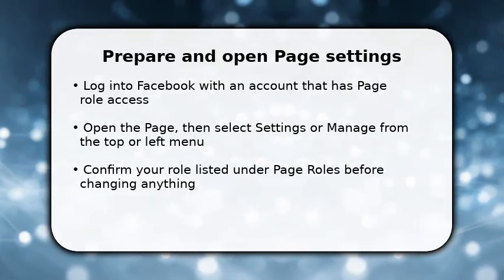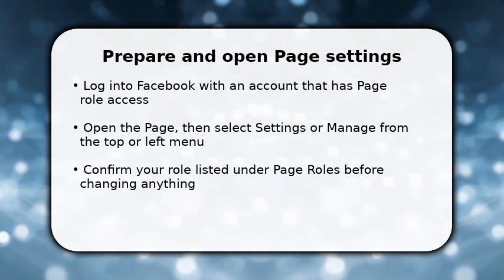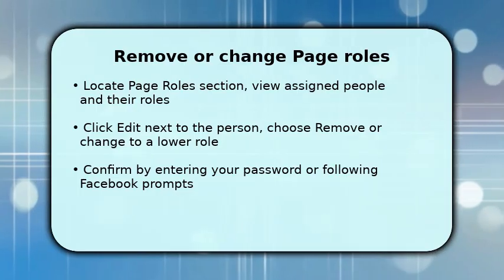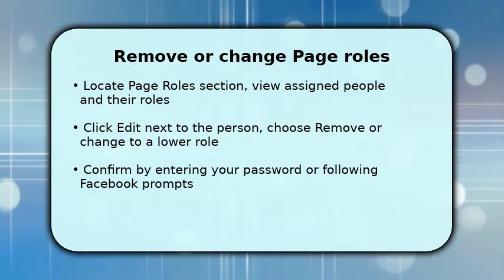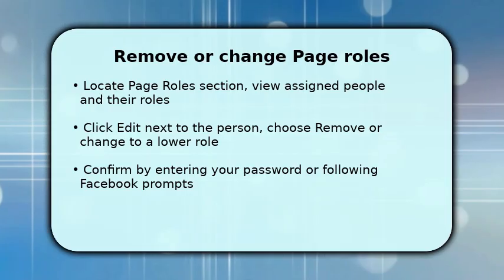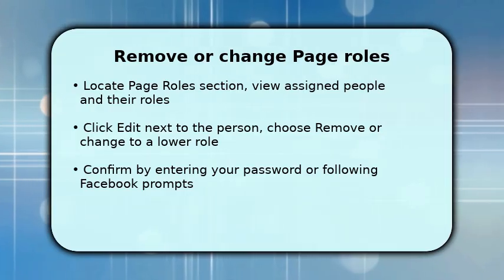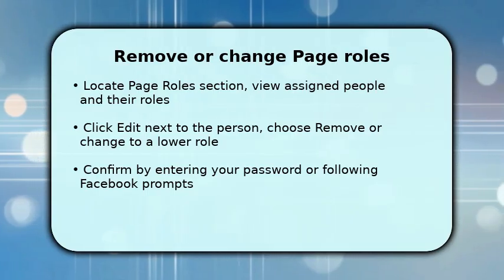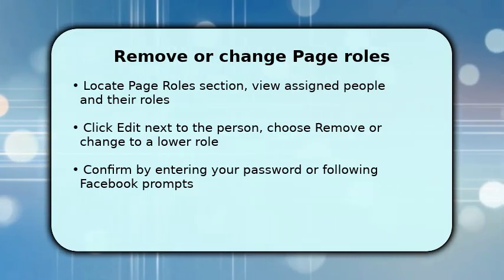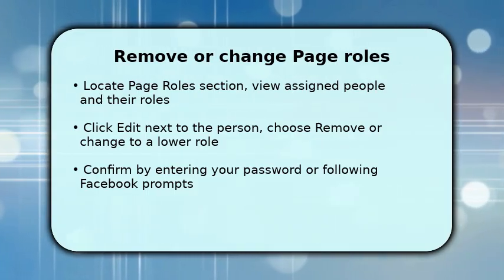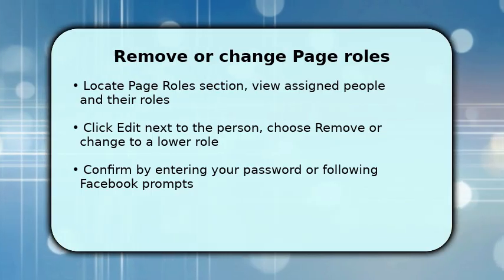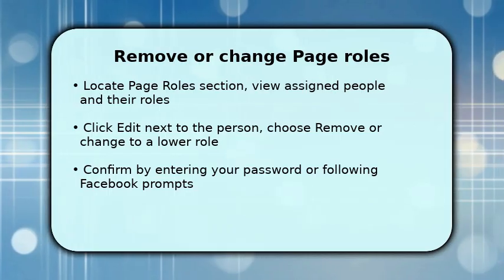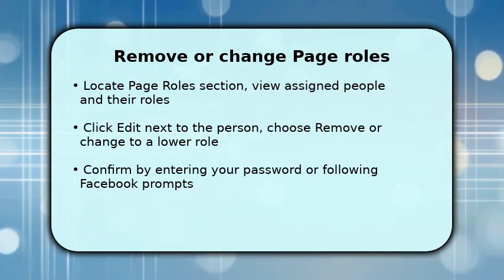Now you'll remove the person. In Page Roles, scan the list to find the user and their specific role: admin, editor, moderator, etc. Click Edit next to their name, then choose Remove or select a less privileged role to retain limited access. Facebook often asks you to confirm with your account password or a two-factor prompt. Complete that to finalize the change. Once done, the person's tokens and potential scheduled posts are revoked, protecting the page from unwanted updates.